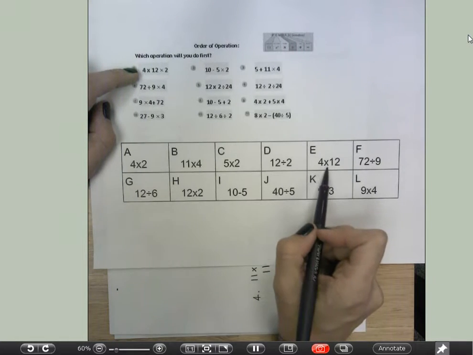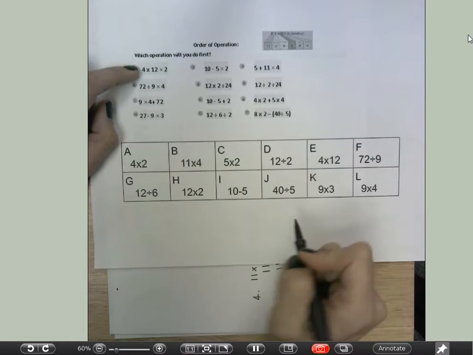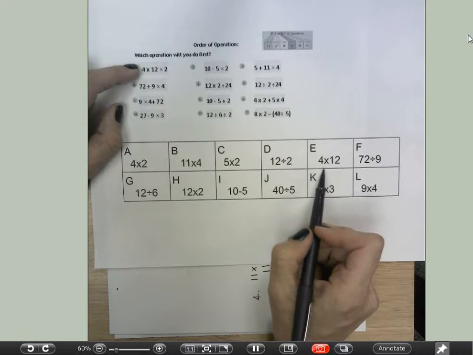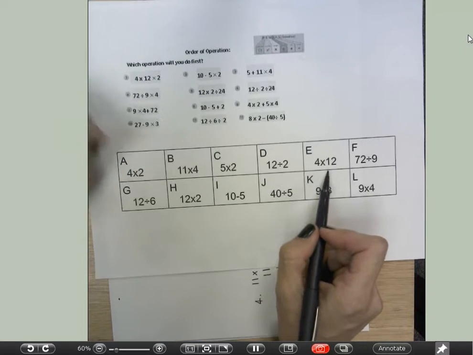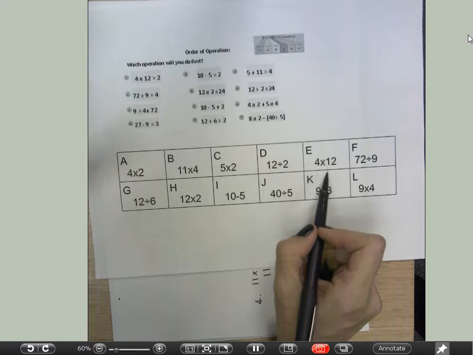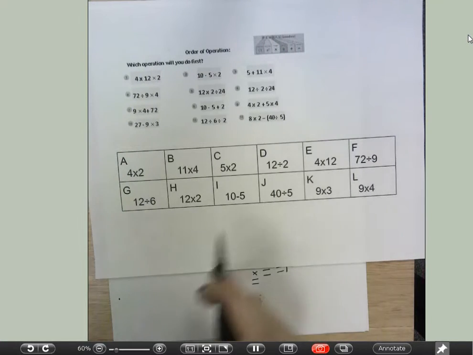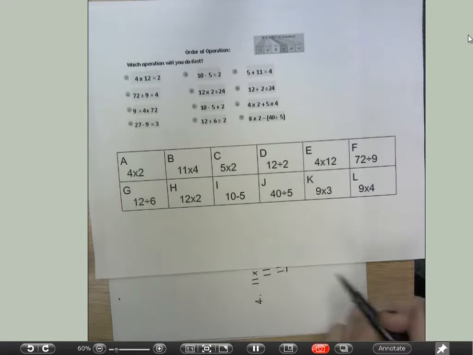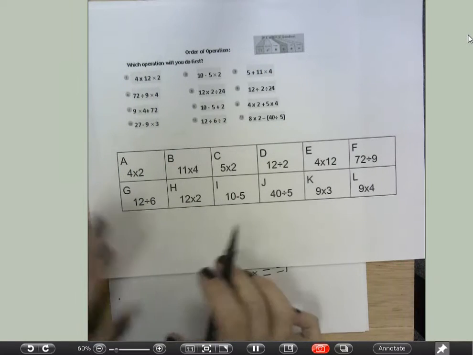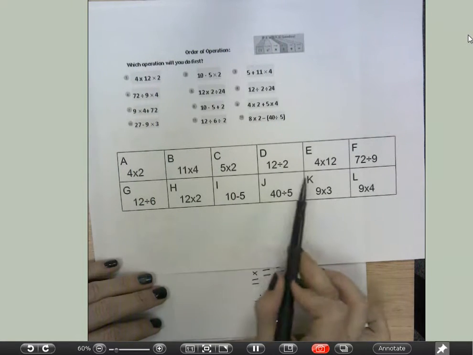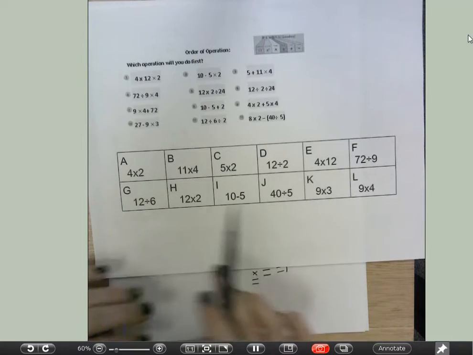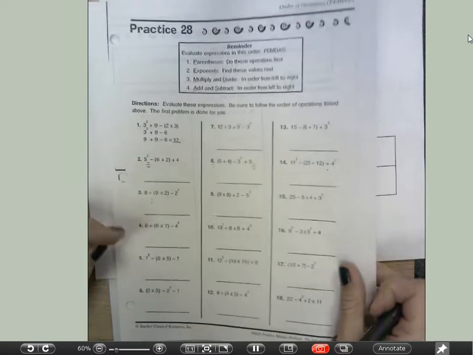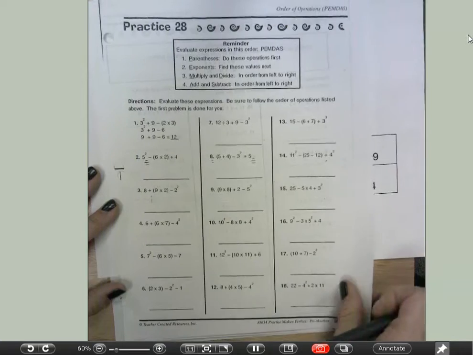When you finish with this, you're going to bring your box of tiles to the guest teacher. You're going to flip it open the backwards way and show the guest teacher that you solved all the problems correctly. Then you'll go back to your spot. And if you got any of them wrong, you're going to take those tiles out and fix them. If you got them all right, you're going to go back to your spot and put these in order and then move on to your practice worksheet, which is also your homework.